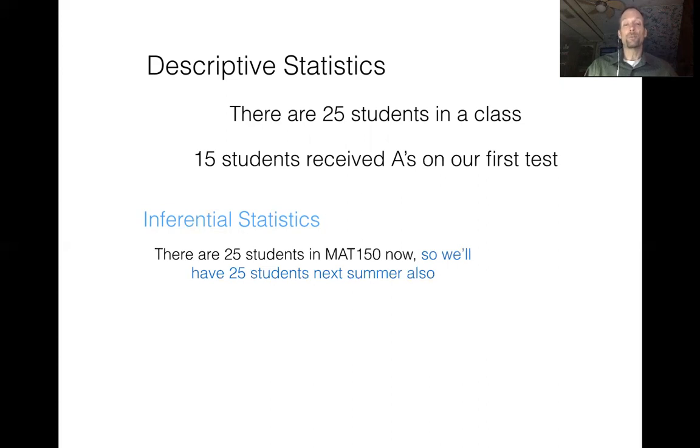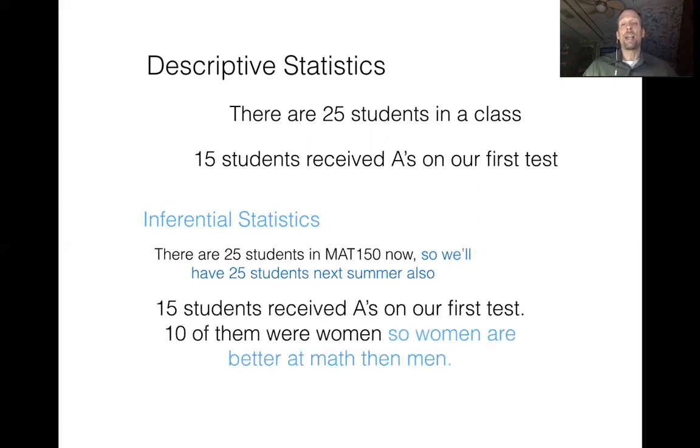Let's do another example. If we knew 15 students got A's on the first test, it turns out maybe that 10 of those 15 were women. So now we say it's women that are better at mathematics than men are. Can we say that? Well, sure, we can say whatever we want to say, but the issue is we can't make that statement and consider it valid based on the information that we have at hand. We're making a really big generalization. So that would classify it as an inferential statistic.